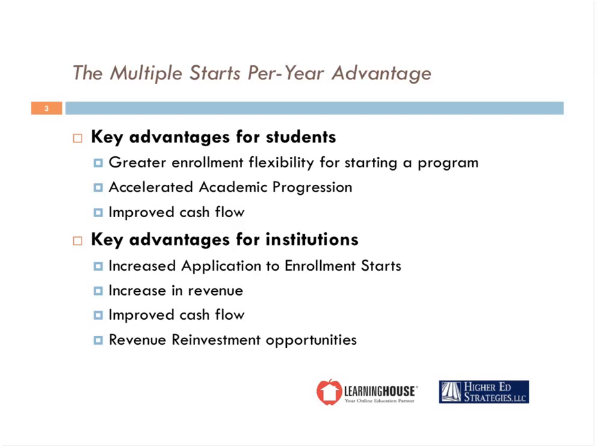What are some critical advantages for the institutions? We know that schools that offer multiple starts per year in this type of format have increases in their conversion rates from applications to enrollment starts. So they're able to enroll more students based on those who are applying. We also know that many schools have increased revenue and improved cash flow because they're bringing in more students more frequently. And with the increased revenue and cash flow, it offers the institution revenue reinvestment opportunities, meaning that as that money comes in, they're able to reinvest it in other parts of their institution.